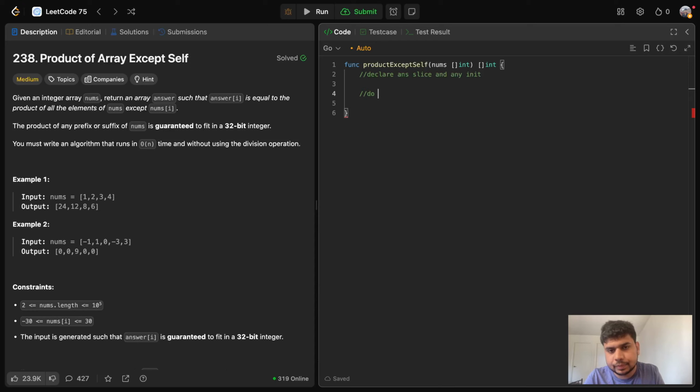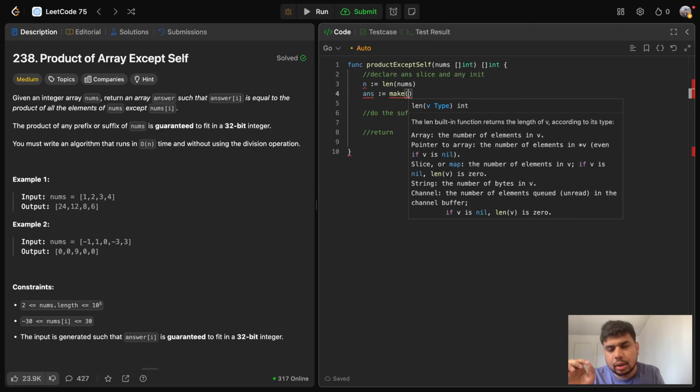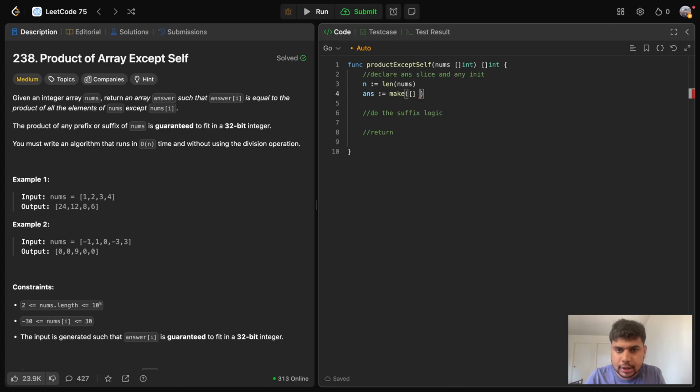And then do the suffix logic, and then whatever the return logic is, we'll do it. So let's calculate the length and call it n. Okay, and then let's calculate answer. We may use make to initialize memory for a slice or any other data structure in Go. So make initializes a slice, and it will hold int and give me a size of n. So this is how you do it.